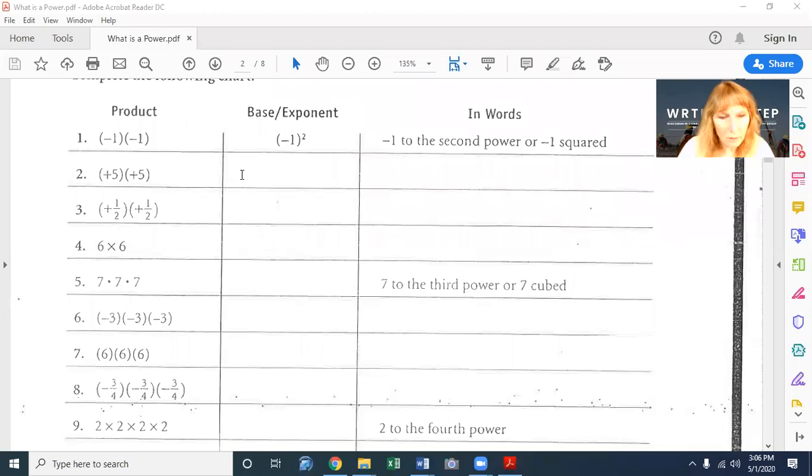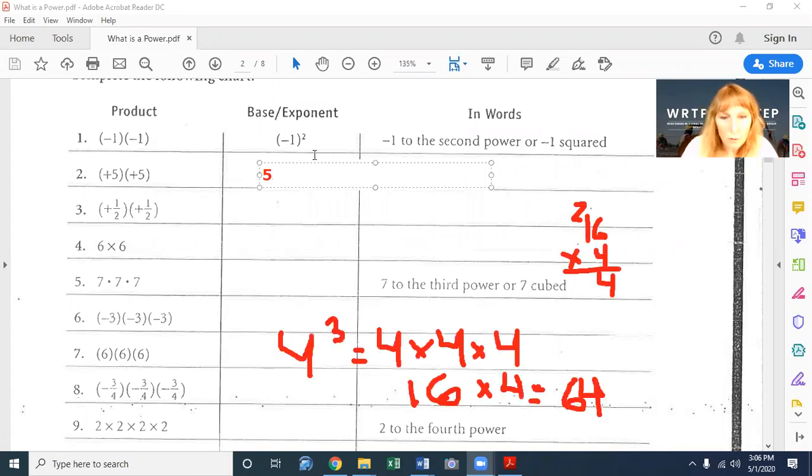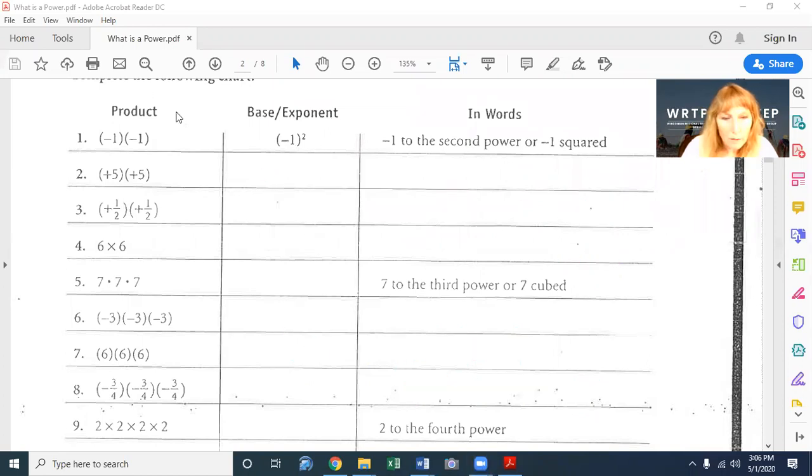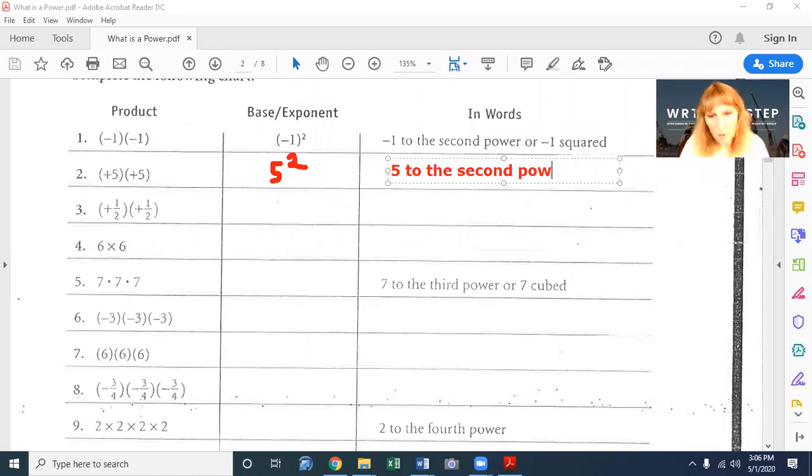We have +5 times +5. So that would be 5 to the second power. I don't know how to make a second power. I think I'm going to have to write this. Okay. We want to do 5 to the second power. There we go. And in words that I can type, that would be 5 to the second power, or 5 squared.